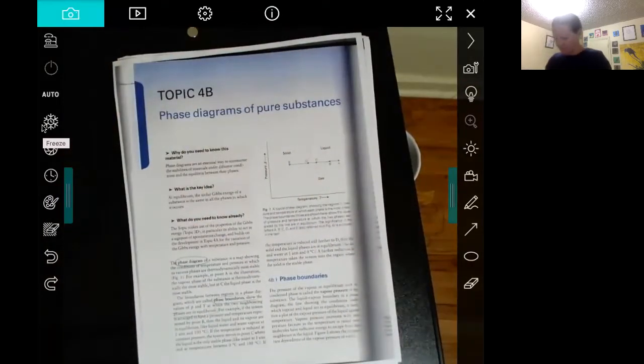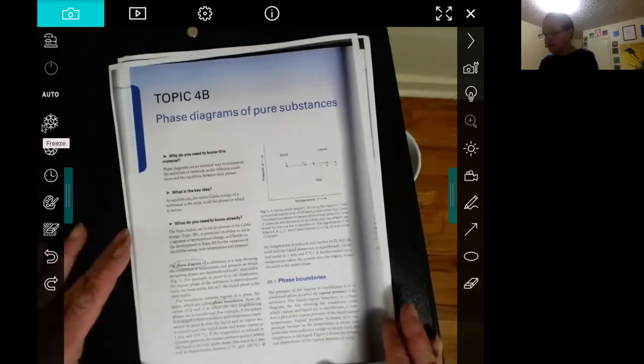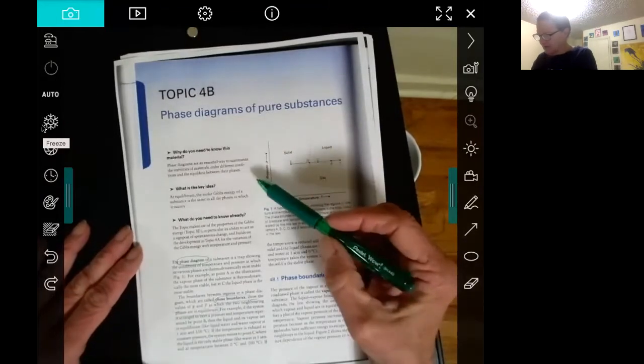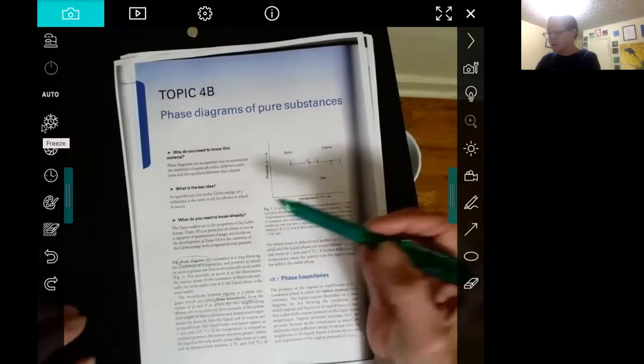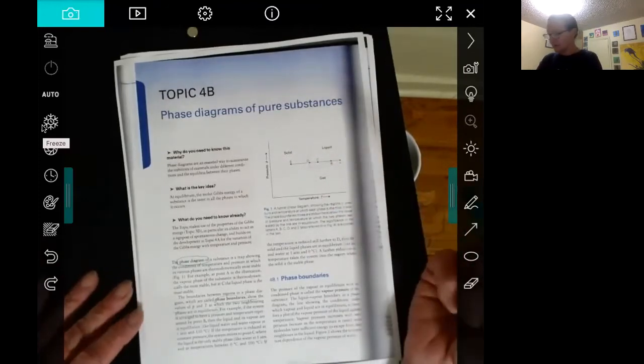Phase diagrams of pure substances. So the key idea is that at equilibrium, the molar Gibbs energy of a substance is the same in all the phases in which it occurs, which makes sense because if it wasn't, you'd move into the phase with the lower molar Gibbs energy in order to essentially maximize entropy. So if at equilibrium all the molar Gibbs energies are the same, then the phases aren't going to go one way or another. They're going to go back and forth in a dynamic equilibrium.